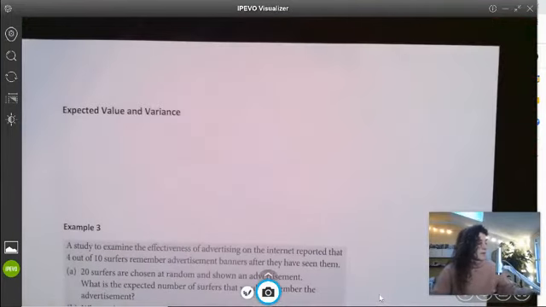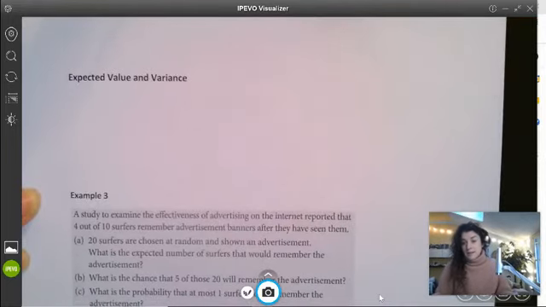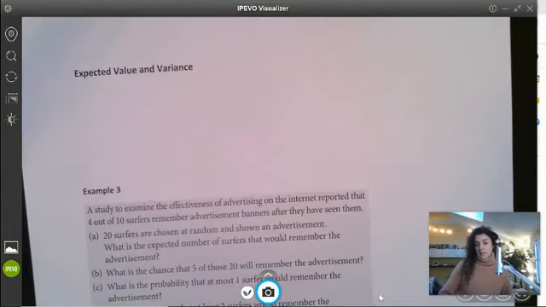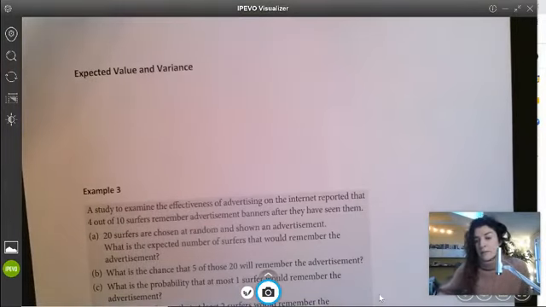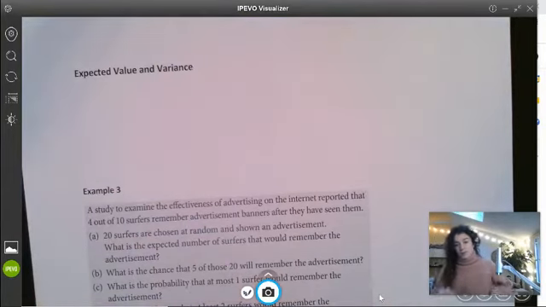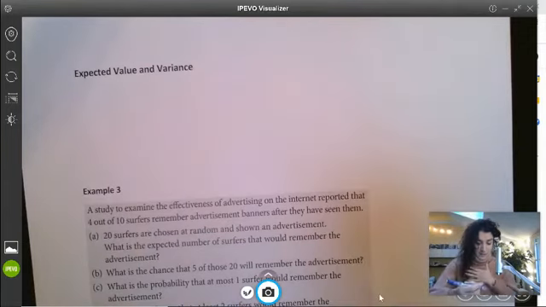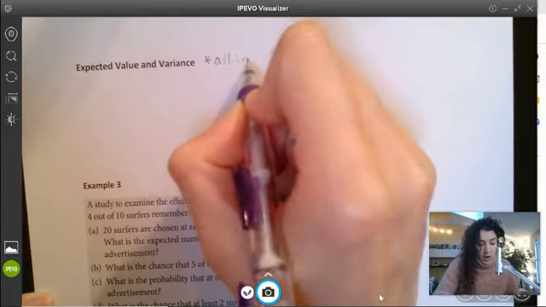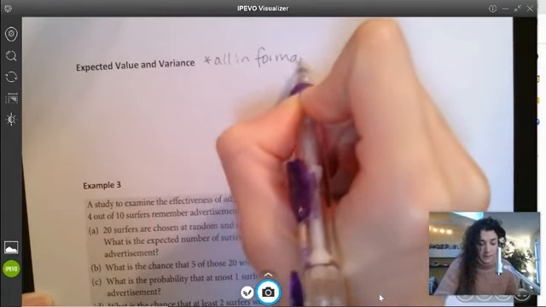Expected value and variance. The downside of this is that when we're not making lists and using our lists to calculate things, we can't find our expected value and our standard deviation or our variance in the same way. So we now actually have a formula for these, but they are all in the formula packet.